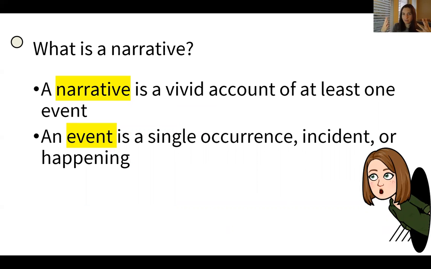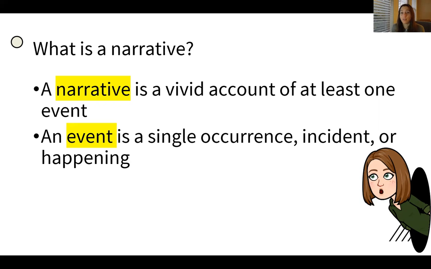Now, what is a narrative? Going back to the textbook. A narrative is a vivid account of at least one event. Now, an event is a single occurrence, incident, or happening. For the purposes of your narrative essay that is due at the end of the unit, you are just going to be focusing on one event. So a singular incident that took place at a specific day and time.